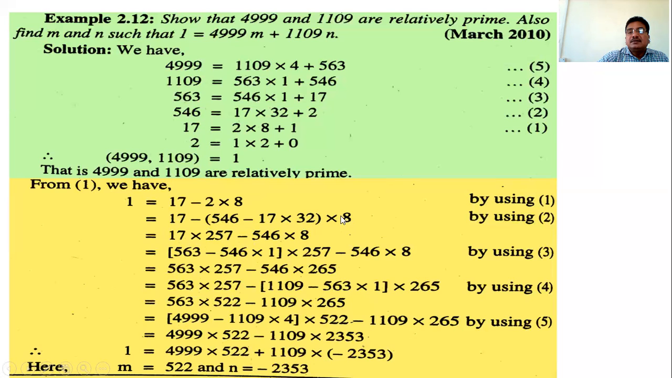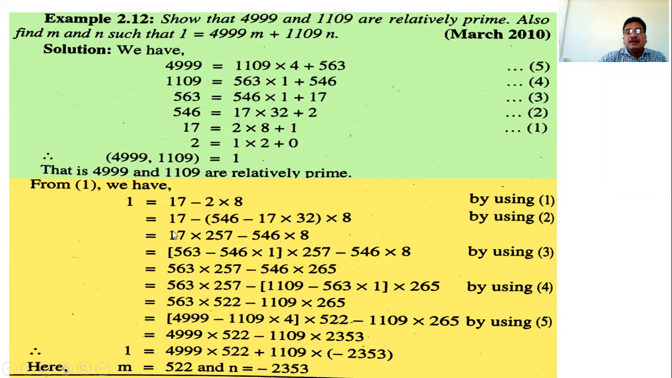So 32 into 8 becomes what? 8 2s are 16 and 8 3s are 24, that is 256. Okay, 17 into 256. And then this 17 into 1 plus 17 into 256 becomes 17 into 257, because if you take 17 as common, then we have 1 plus 256, that is 257, minus 546 into 8.